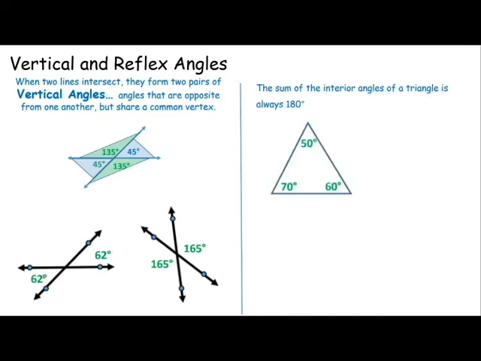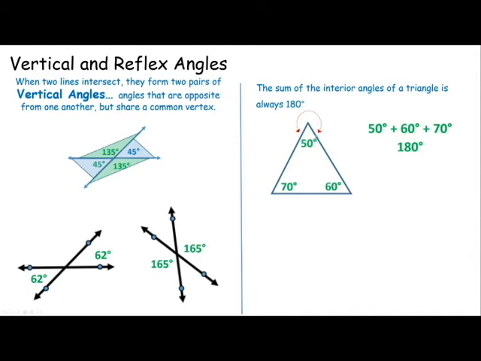For example, we know about the interior angles of triangles. We say the sum of the interior angles of a triangle is always 180 degrees. 50 plus 60 plus 70 is 180 degrees. Not too bad, right? But what if I were to ask you about the reflex angle on the exterior of the triangle? Can we figure that out?